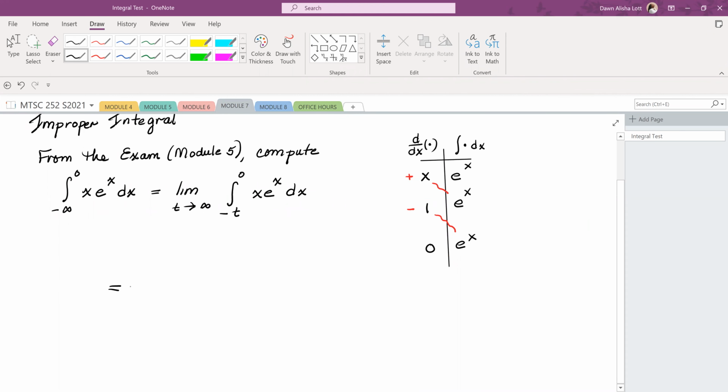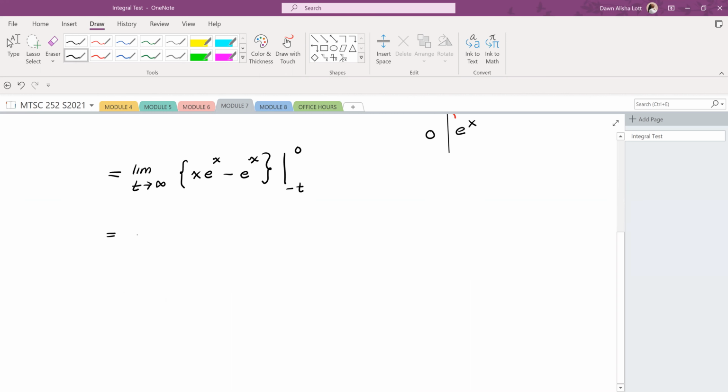that this is the limit as t approaches infinity of the integral from minus t to 0. I've already computed that. Don't need that anymore. Here I get x e to the x minus e to the x, because that's what I'm going to get. And I'm going to evaluate this from minus t to 0.